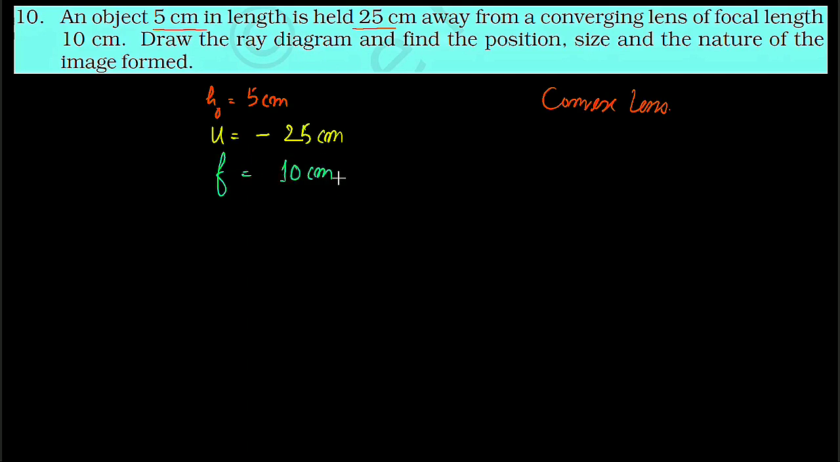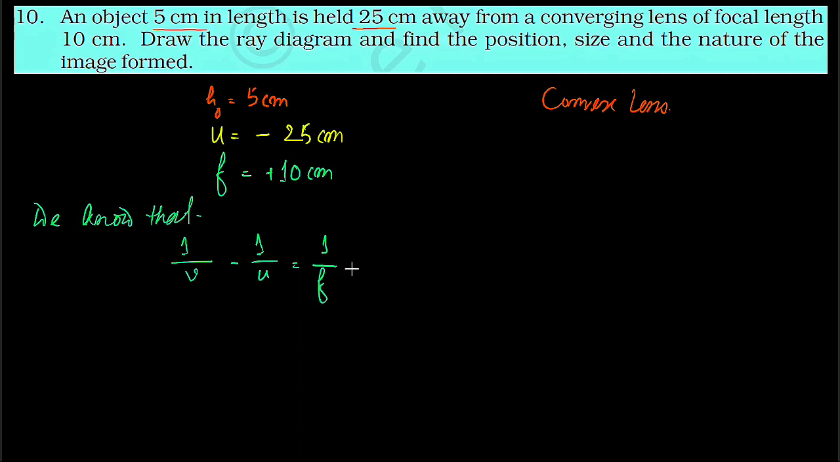Now what is the sign? Right? What is going to be the sign? If the lens is a convex lens, then the focal length is always positive. Right? So now we will use what? We know that 1 by V minus 1 by U equal to 1 by F.